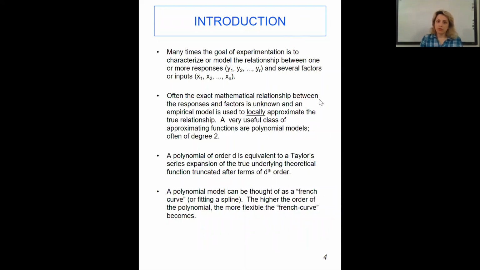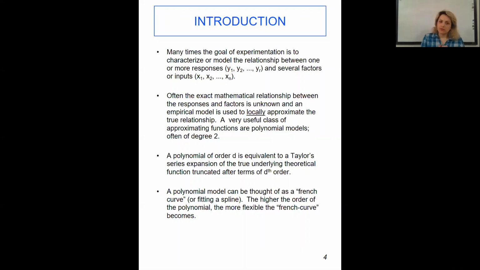So here is that as an introduction. Many times the goal of experimentation is to characterize or model the relation between one or more responses and several factors or inputs. Often the exact mathematical relation between the response and factors is unknown. So in fact, we are trying to find the empirical model, which is going to be our best approximate model with the response surface methods.